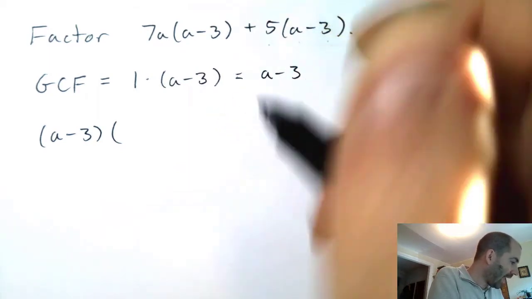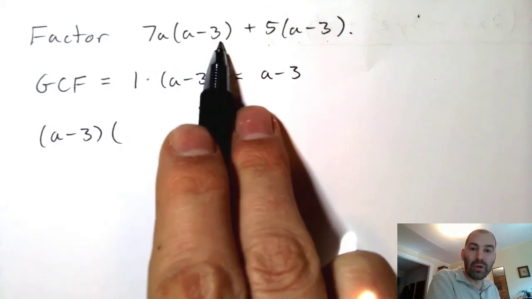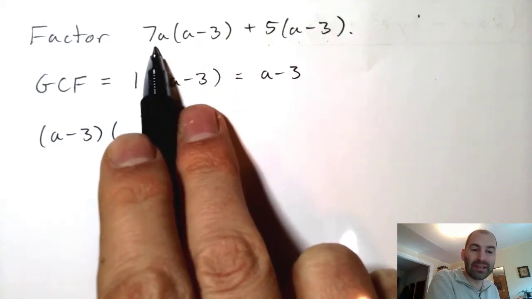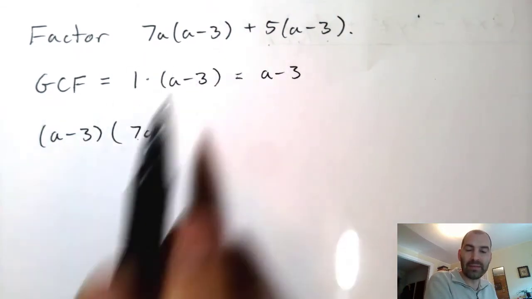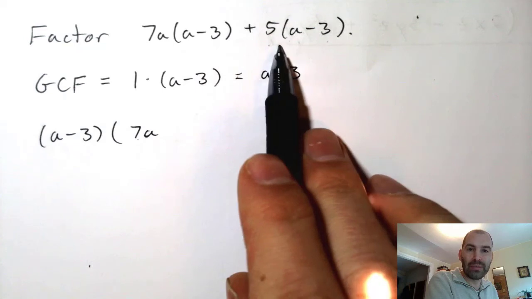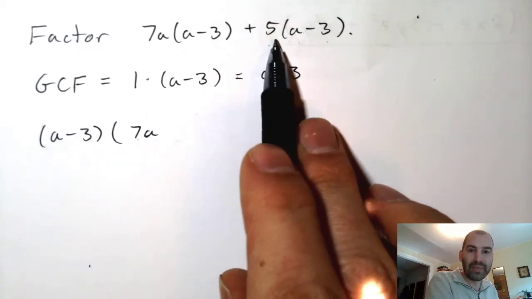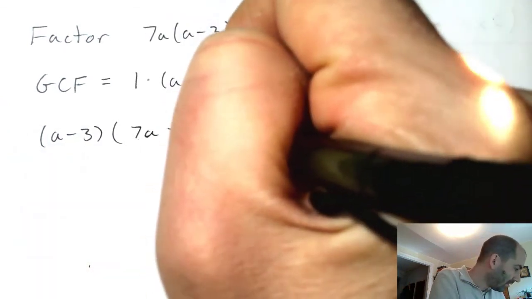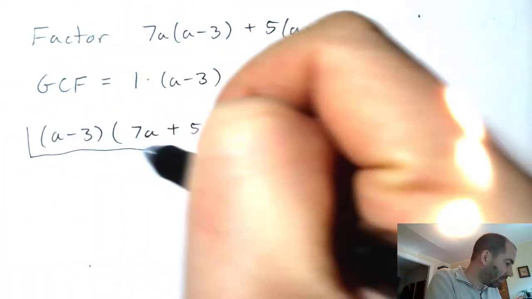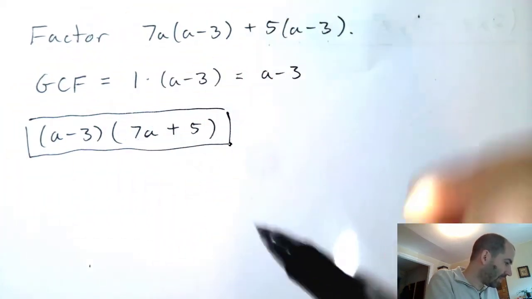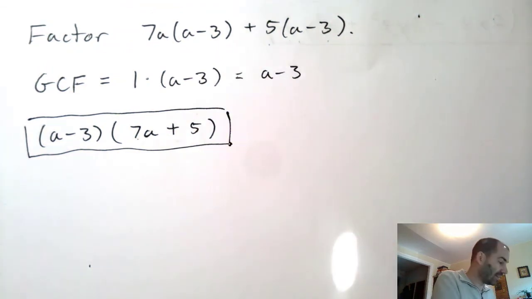So what do I multiply A minus 3 by to get this first term? Well, just look at what A minus 3 is multiplied by. It's being multiplied by a 7A. There you go. If I multiply this times this, I'll get this. Now what about this next term here? What do I multiply A minus 3 by to get 5 times A minus 3? Well, it's sitting right here. It's a 5. So there we go. And this is the factored form. So sometimes the thing you factor out is going to be an expression involving a plus or minus sign, and that's what happened here.